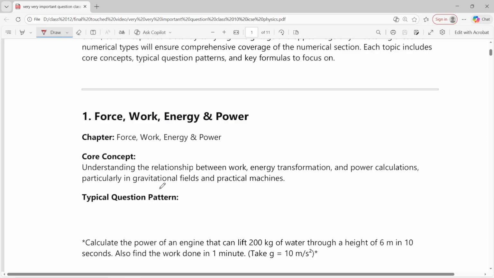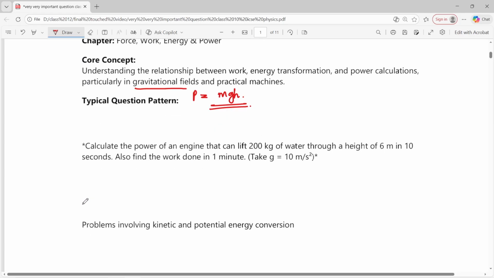In our 2026 exam, the energy mainly associated with a gravitational field, like potential energy, P equals mgh. Typical question patterns look like this: calculate the power of an engine that can lift 200 kg of water through a height of 6 meter in 10 seconds. Also find the work done in 1 minute.